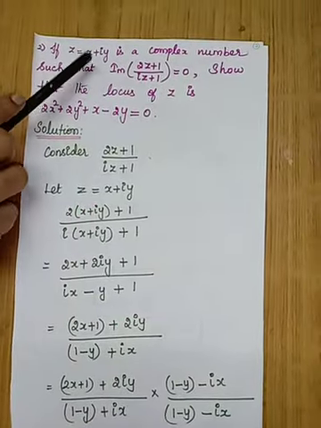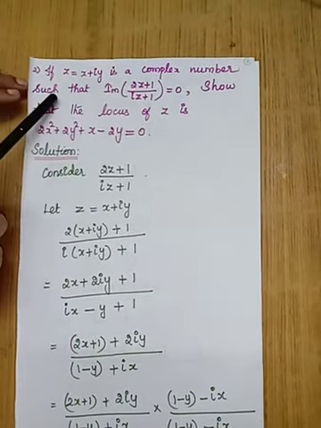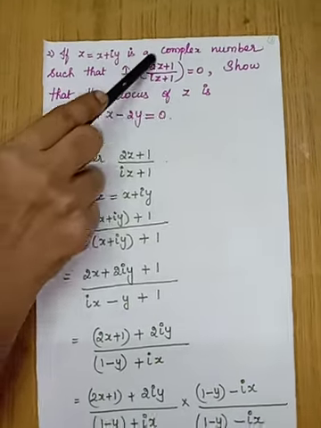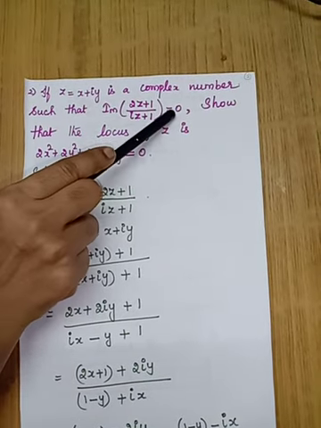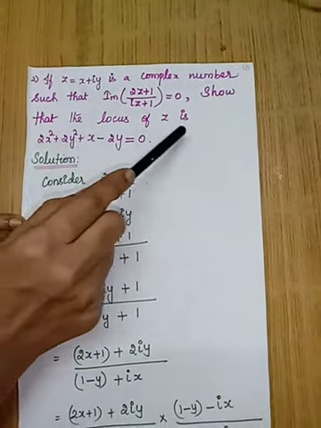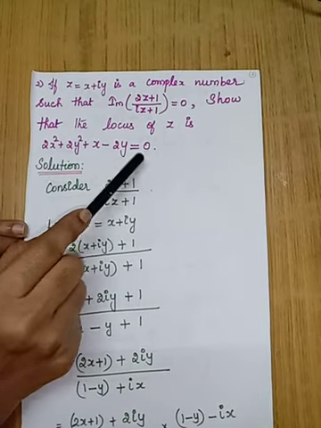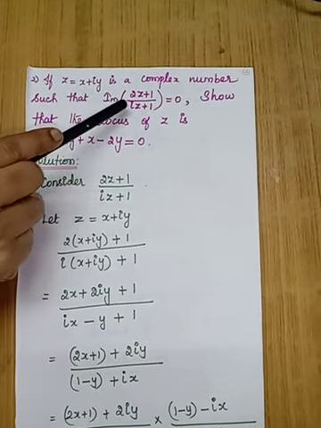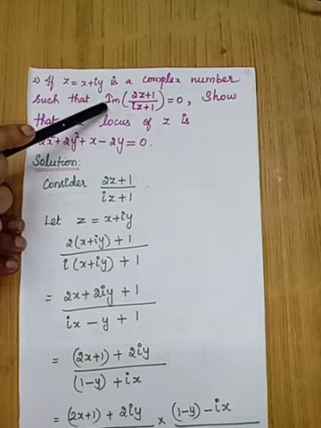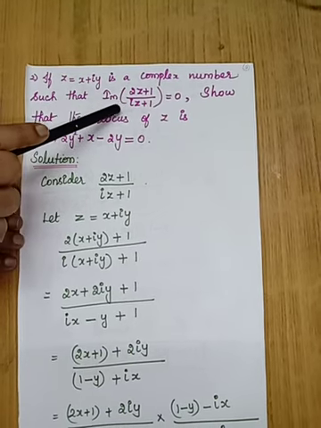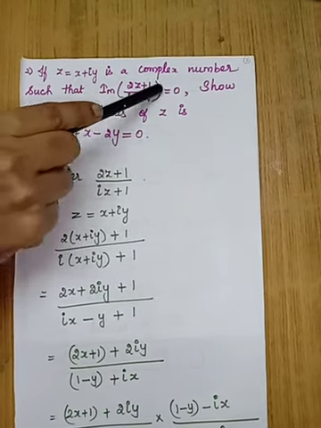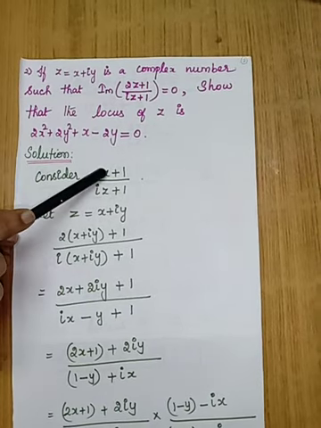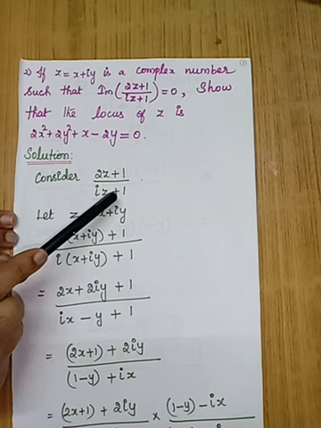If z is equal to x plus iy is a complex number such that the imaginary part of (2z plus 1) divided by (iz plus 1) is equal to 0, show that the locus of z is this equation. So I have considered the term that is given here. Imaginary part of (2z plus 1) divided by (iz plus 1) is equal to 0 is given. From that I have taken only this, 2z plus 1 divided by iz plus 1.